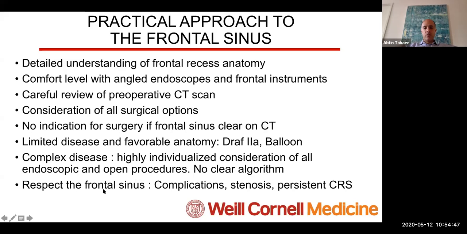Finally, my last point is to respect the frontal sinus. It's an area that's technically more complicated. There's a higher risk of complications. Even if you do a clean surgery, you can still get stenosis and have persistent disease. And so as you approach the frontal sinus in your surgical growth and you're taking care of sinusitis patients, this requires a little bit more expertise, maybe a little bit more training. And the Academy every year has very good lectures on different experts on how they approach the frontal sinus. And I would encourage you to take those lectures and maybe do some cadaveric work as you're getting better and better. With that, I'm going to stop.